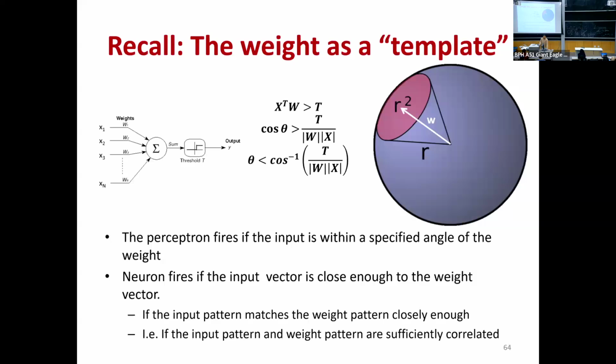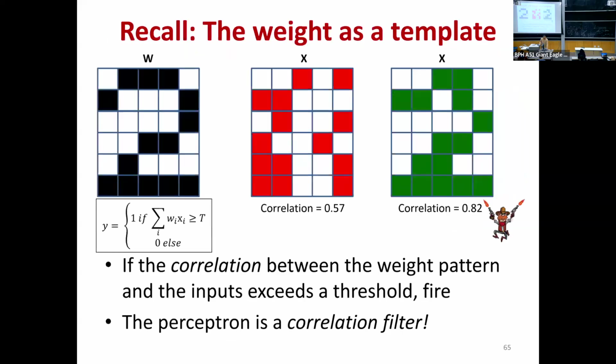So the vector W can be thought of as a template for the class. And you're matching all of the inputs to the template. Make sense, right? So in effect, what you're really computing is the correlation between W and X. And if the correlation exceeds a threshold, the unit will fire, otherwise not. Now, once you understand this, it's very simple. You can begin building things.